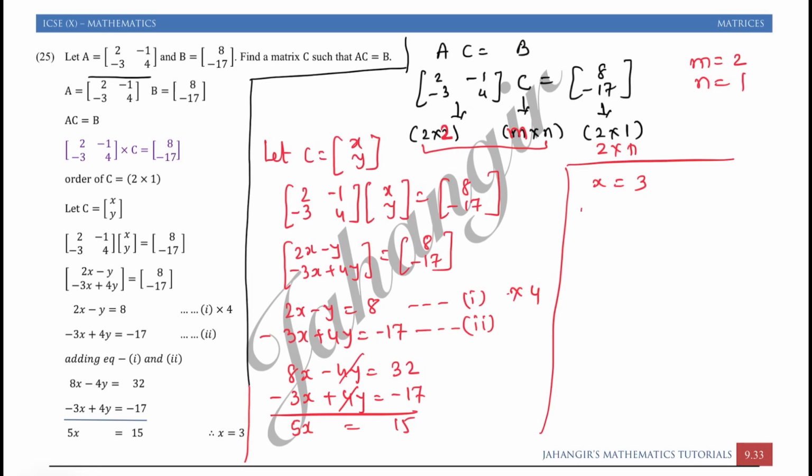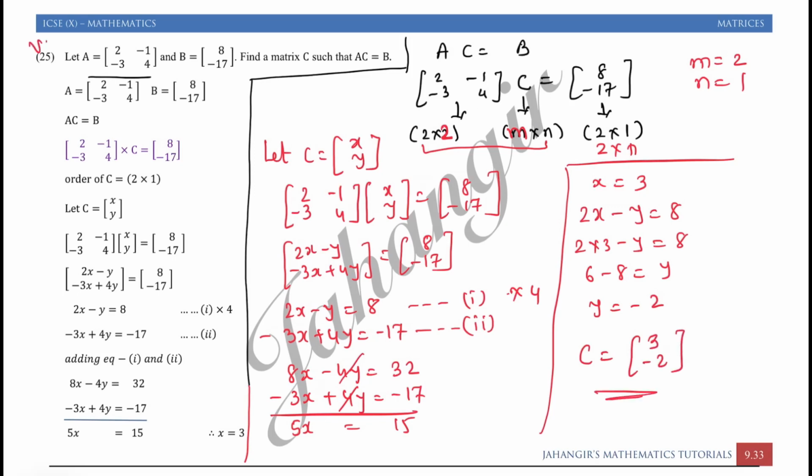We will substitute the x value. 2x minus y equal to 8. 2 into 3 minus y is equal to 8. 6 minus 8 equal to y. So therefore y is equal to minus 2. So my matrix C is [3; -2]. These are very important questions.